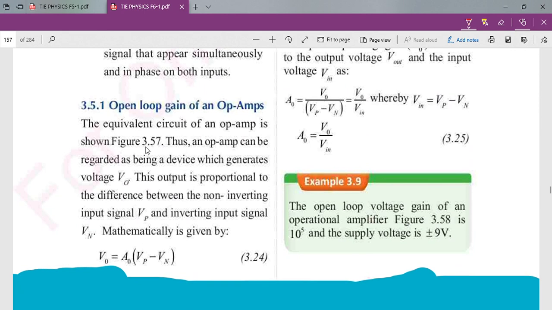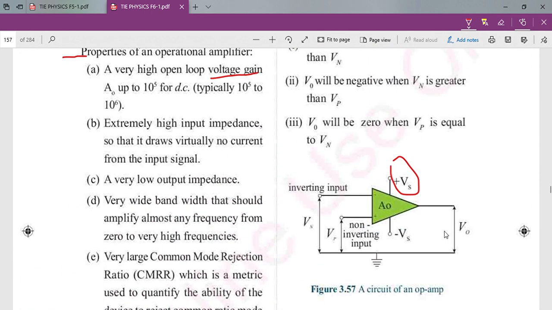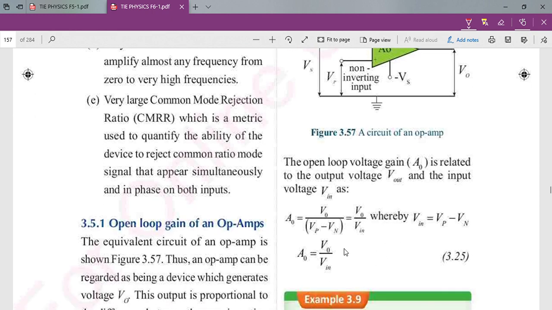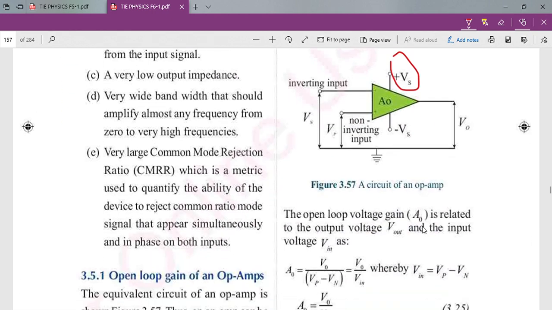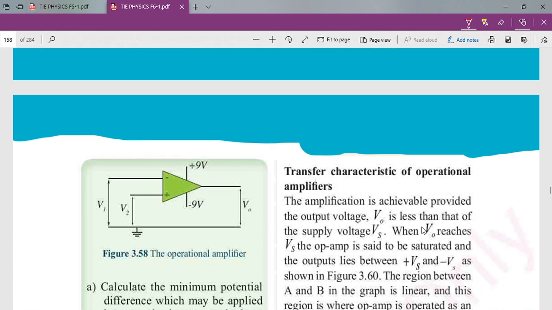Also, we have the open loop gain of the operational amplifier. Here we are talking about the ratio of the voltage output to the voltage input. If you take the ratio of the voltage output over the voltage input, it is what we call voltage gain. We will derive all these formulas, so don't worry, just move together with me.